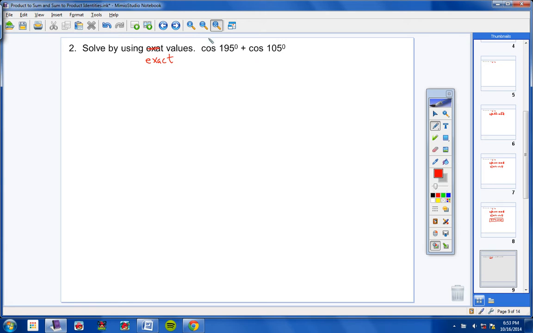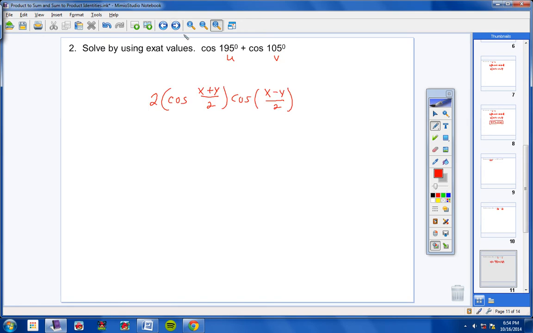So the first thing we realize is that 195 is my u and 105 is my v, okay? Now look at your trig identities, the ones that are sum to products. If you look at the third one down, it's a cosine plus a cosine, okay? So I can use this right here. Actually, I said U, didn't I? I should call this my X. Sorry about that. And this is my Y, okay?